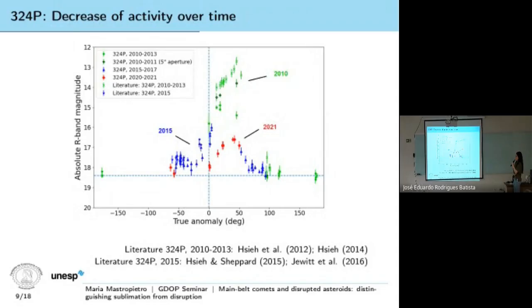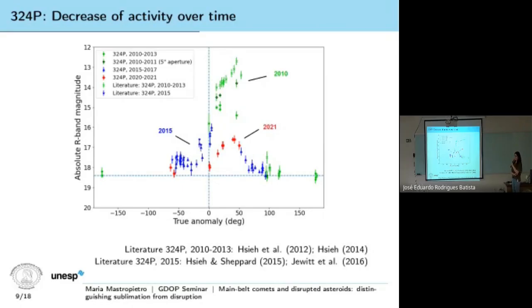By doing photometry on all those images, and by plotting the absolute magnitude over true anomaly, we can see a decrease of the activity over time. The three different colors correspond to the three different perihelion passages: green in 2010, blue in 2015, and red in 2021. So we see a decrease of the activity, and this is probably due to depletion of volatiles, or it can also be due to mantling.